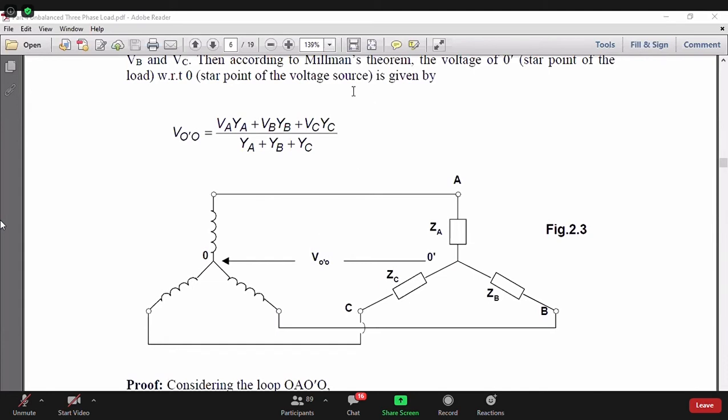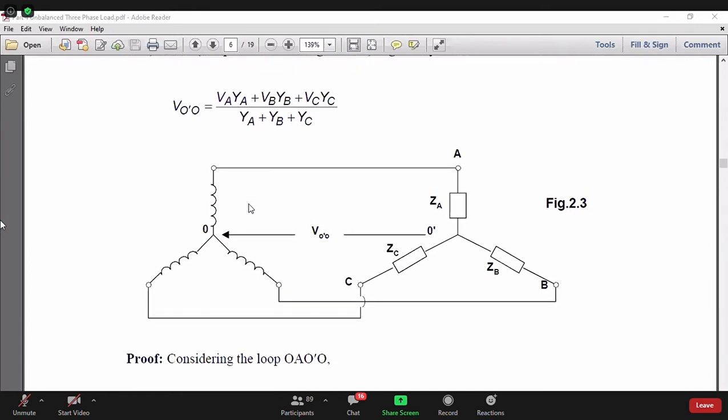Now there is a formula here, as you can see, which is what? Directly voltage and admittance. What is admittance? The admittance of the three phases. With this formula, I can directly calculate the neutral shift. It is possible. Now you can ask me how is it possible? Yes, there is a proof. How can you do that?